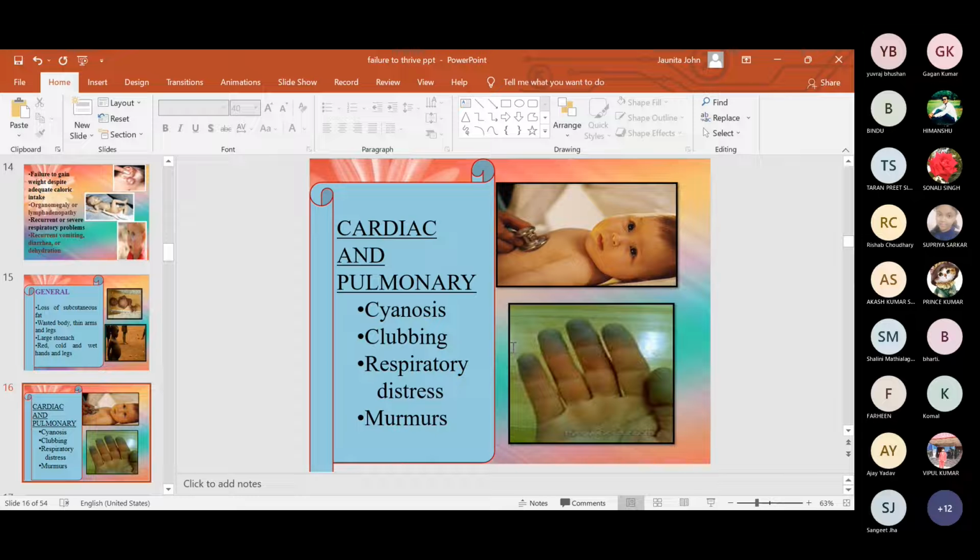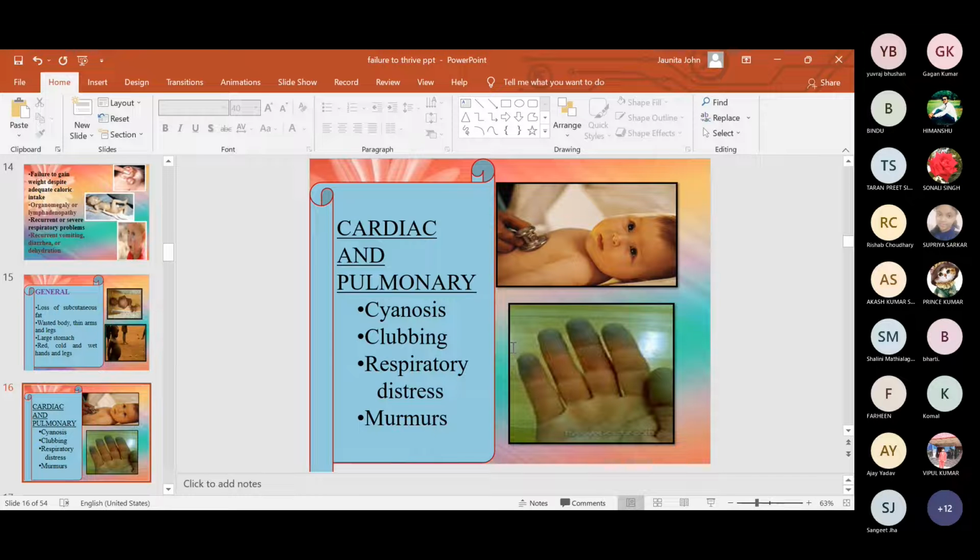Next is respiratory distress, any discomfort in respiration, that is distress, as I told you all. So respiratory discomfort, difficulty in breathing in children. Then murmurs. Murmurs are what? Heart murmurs. You all might be familiar with this. That's the sound of the blood flowing. Those all come under murmurs.